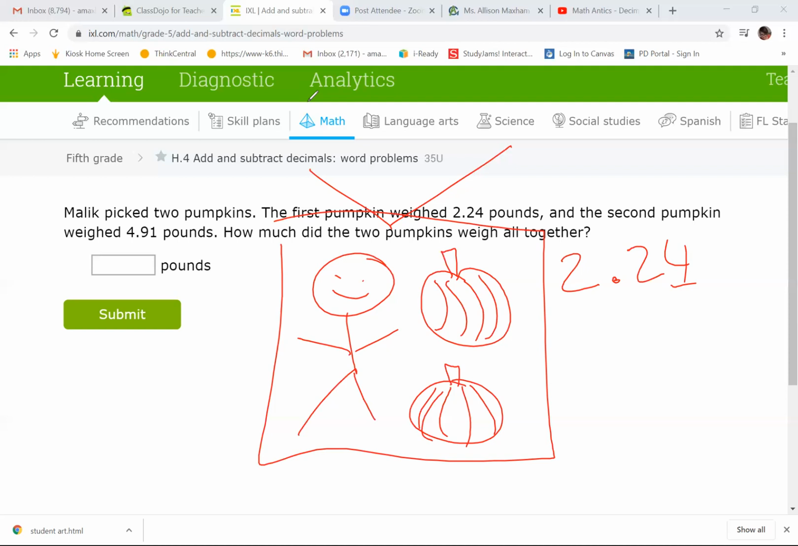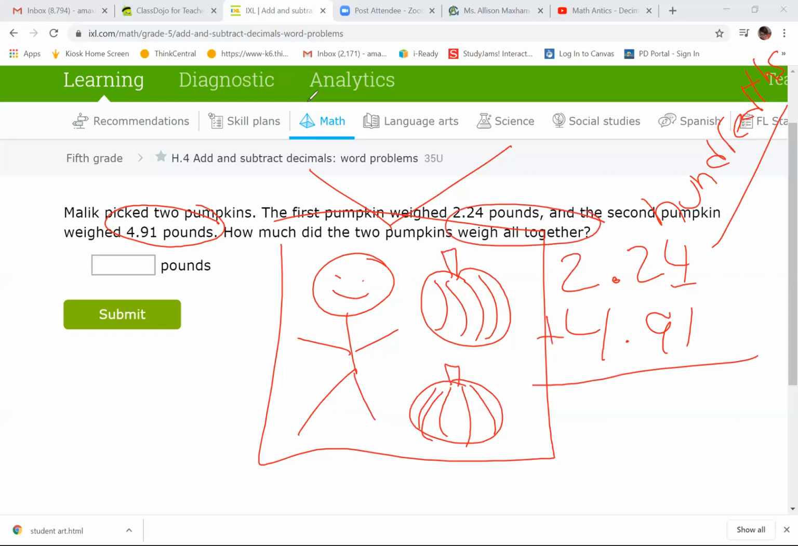And the second pumpkin weighed 4 and, what's that number? 91. 4 and 91 what? Hundredths. And how much will they weigh all together? Okay, go ahead and add them up and then press play to see if you get the right answer.